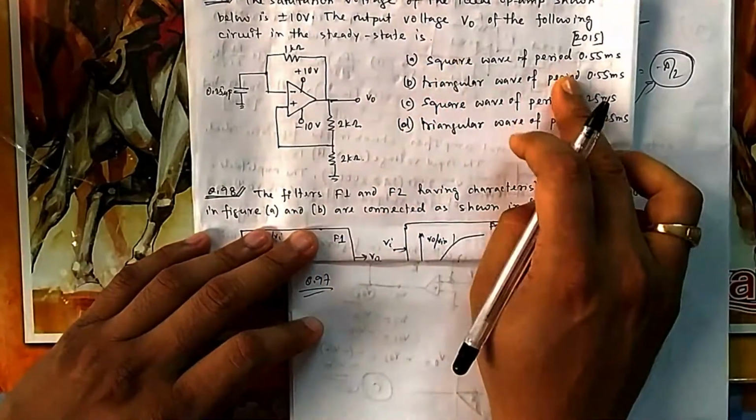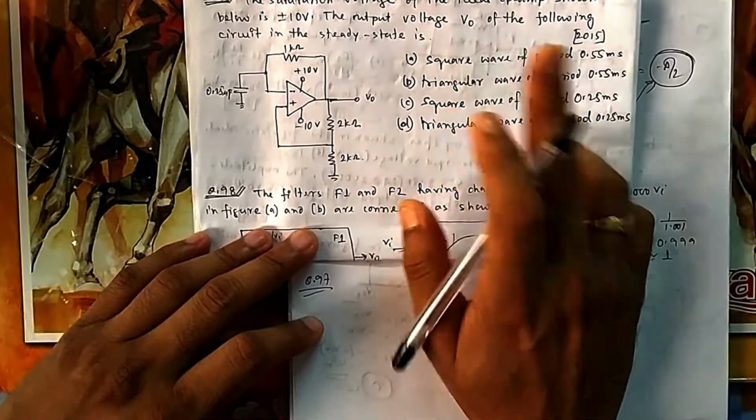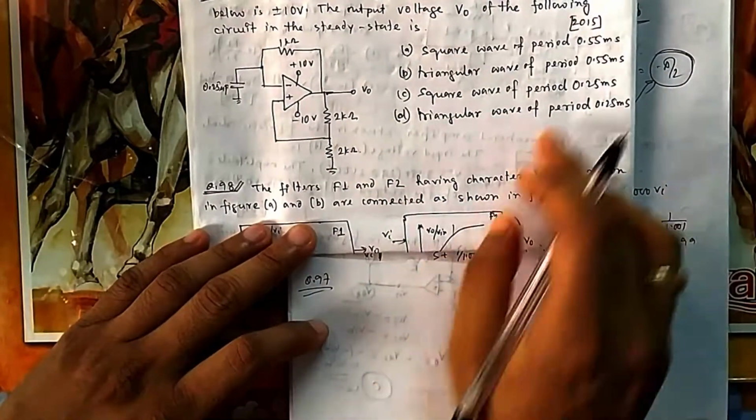That means it will be a square wave. That is for sure. That means B and D will not be the answer. It will be either A or C. Now they are asking the time period.